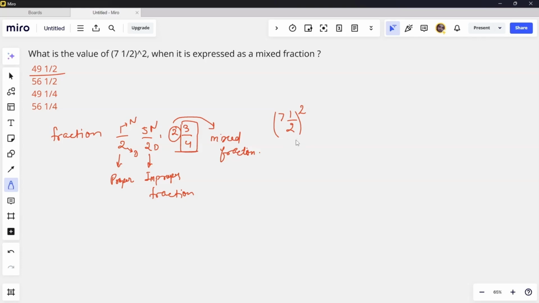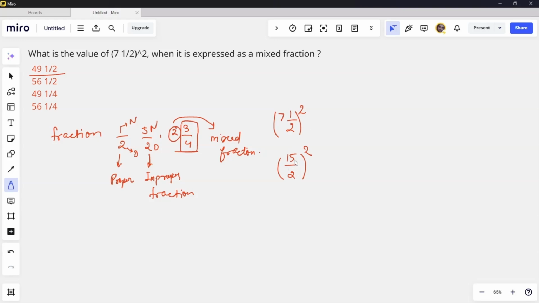7 into 2 is 14, and plus 1, it will become 15 by 2. Okay, this is our improper fraction and this is whole square. Now let's try to solve it.